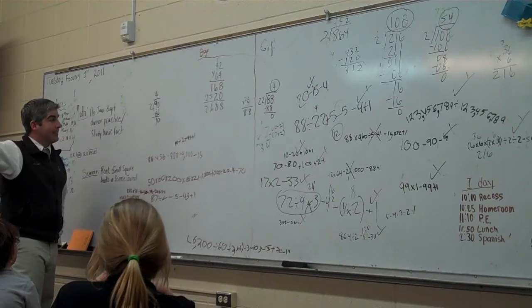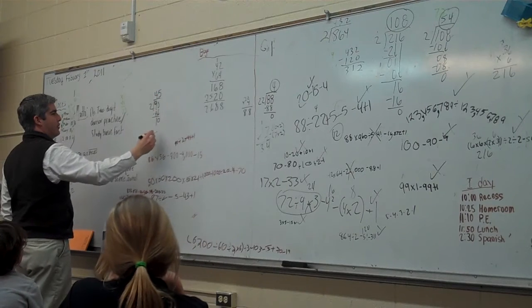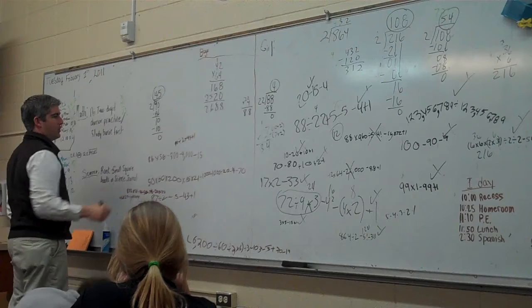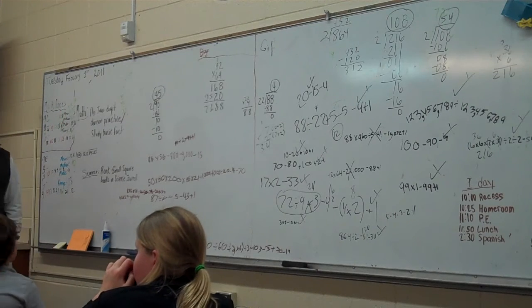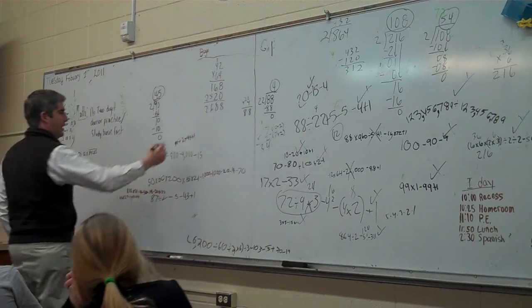2 goes into 10 five times. 5 times 2 is 10. Subtract to get 0. Here's my quotient, 45. 45 minus 45 is 0, plus 1 equals 1.